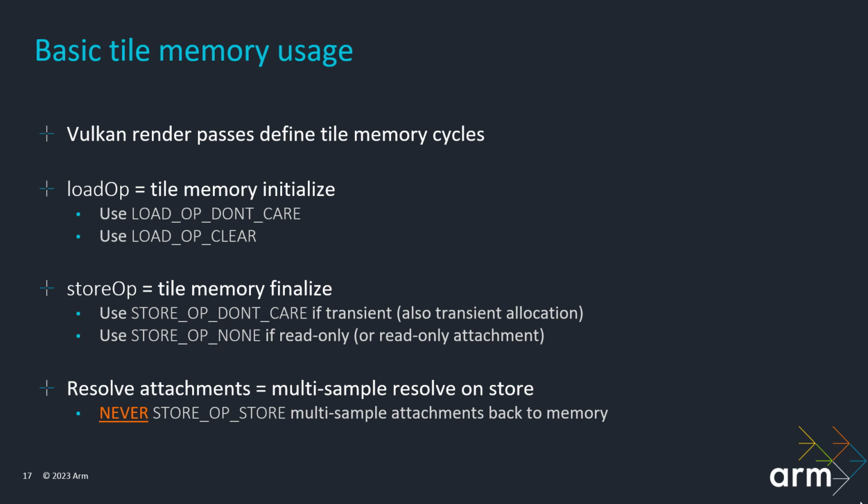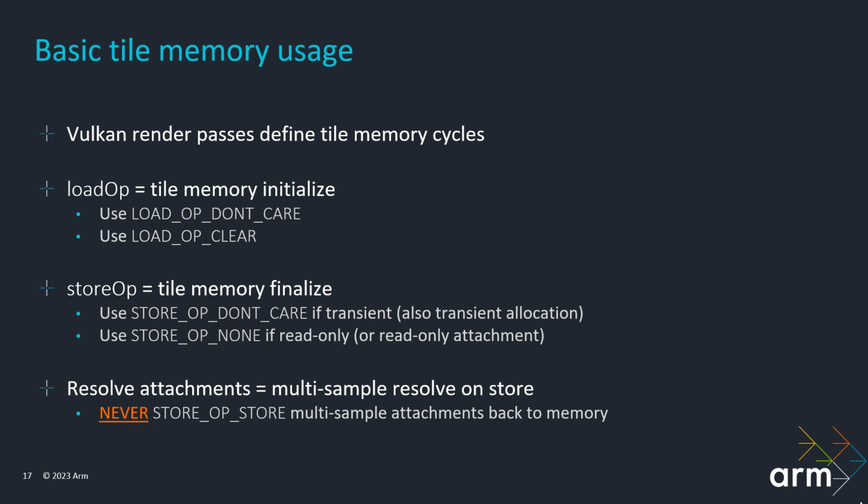For Vulkan, render passes basically define the tile memory lifecycle. So a load op defines how tile memory is initialized, and if you use a load op don't care or a load op clear, you won't load from memory, you'll just pre-initialize the tile to a clear color or an undefined value, and that's free in terms of bandwidth. The store op defines the finalize step at the end of the pass. How do you write the tile memory back, if you do at all? You store op don't care if it's transient and you don't need to keep it.